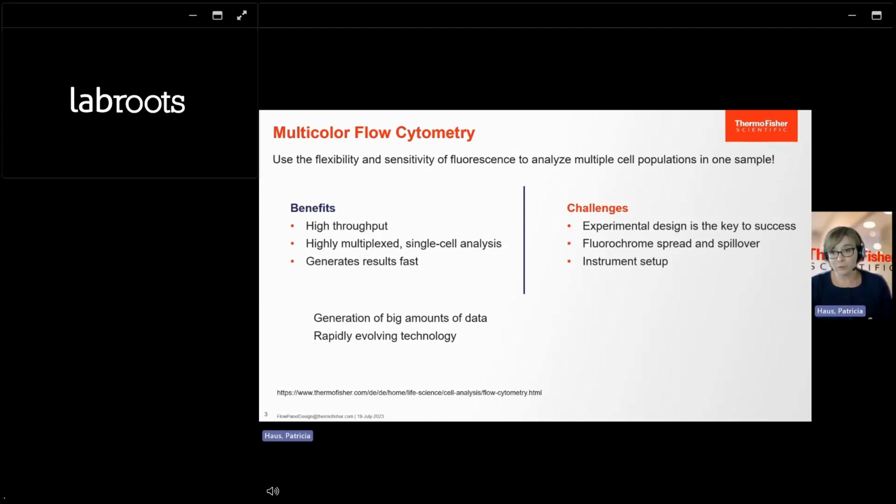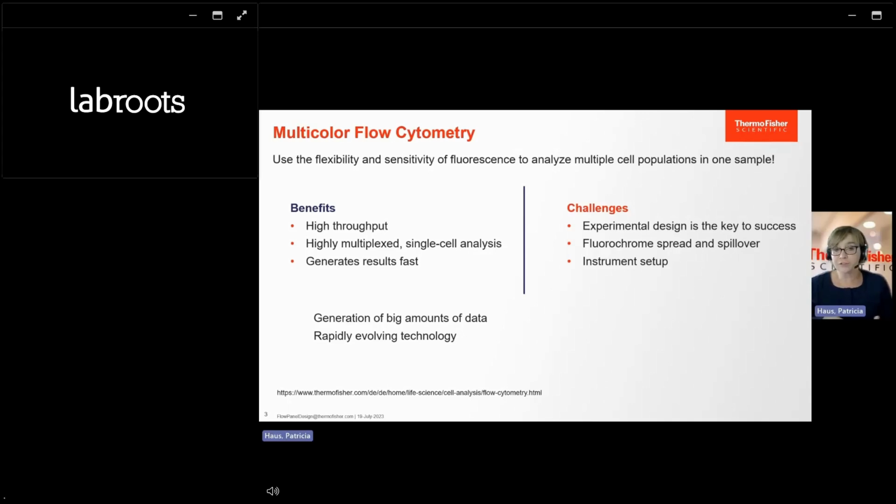Moreover, you can detect several targets in one sample, showing you a more complex view of a situation. As an example, if you're treating your cells, let's say with a new drug candidate, you might want to know how this drug affects your cell, not only in a live-dead scenario, but also on different specific targets within or outside the cell.